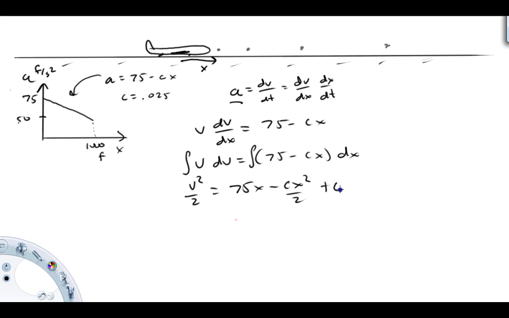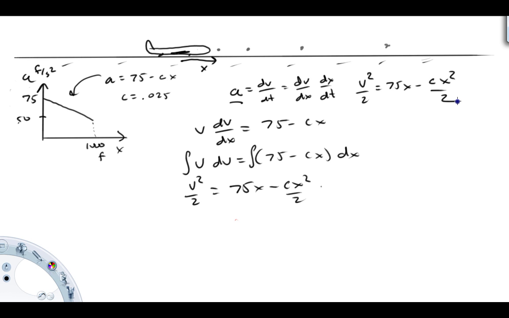And it's reasonably easy to show that. All right, now, taking note that when x is 0, the velocity is 0. So when you put a 0 here, here, and here, and you inspect that constant, you solve for that constant, you get 0. So our equation between speed and position is given by v squared over 2 equals 75x minus cx squared over 2. So I'm going to go ahead and kind of store this over here. Keep in mind the c is 0.025.